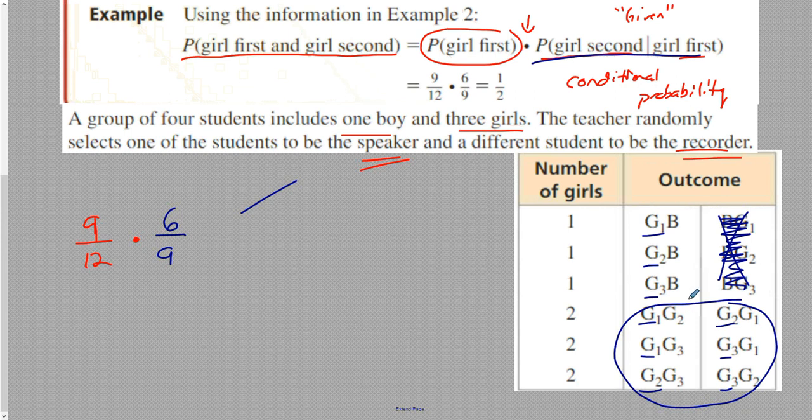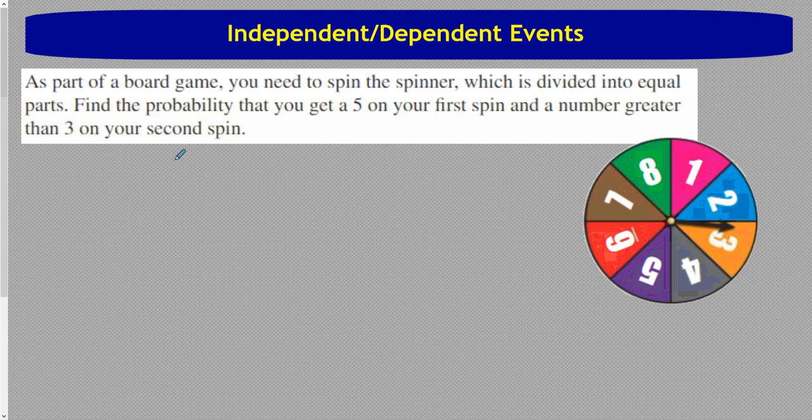Then we have to look at how many of those have a girl in the second spot, and that would be these 6. So those 6 out of the total of 9 give us what we want. I multiply those 2 together, I get 54 out of 108, or 1/2, 50%. Now obviously writing out all the outcomes and counting them is not the best way to do this. So there's another way, which we'll talk about in just a second.